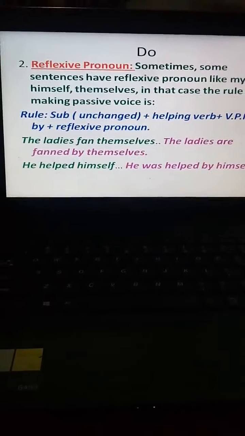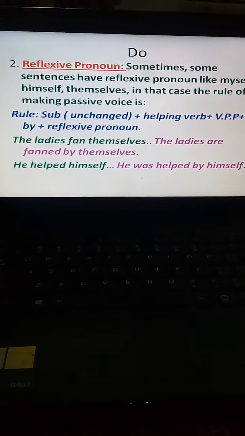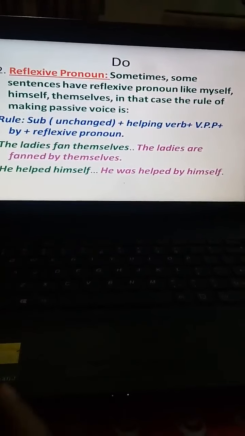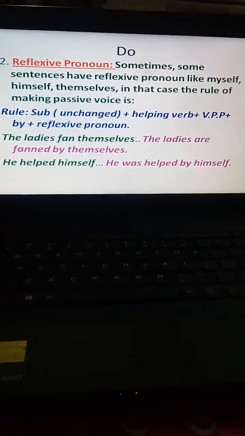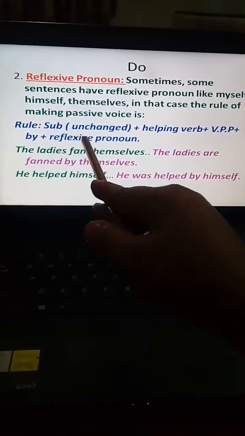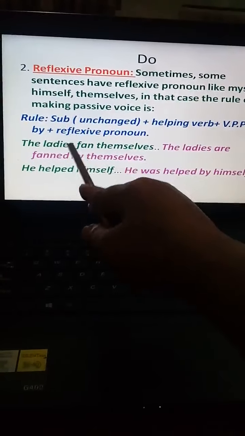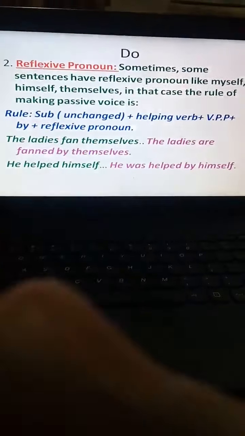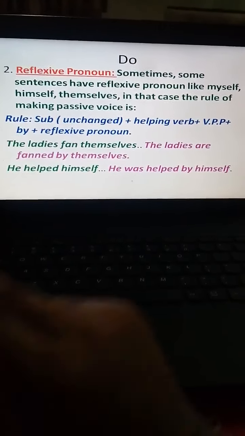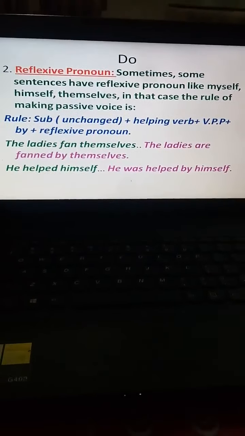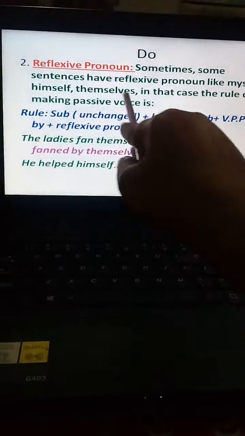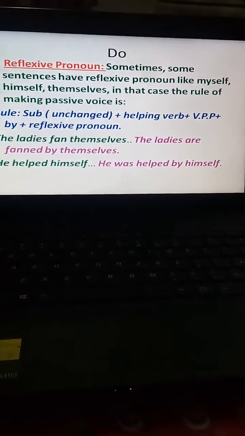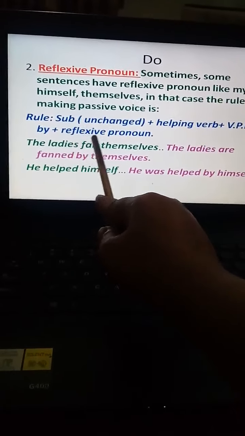Okay. And number 2 is reflexive pronoun. Sometimes some assertive sentences have a reflexive pronoun like myself, himself, themselves. In that case, the rule should be like this. Again, the subject should be unchanged when you find a reflexive pronoun in the assertive sentence. And then a helping verb, the past participle form of the main verb, the preposition by, and the reflexive pronoun should be written at the end of the sentence. So: "The ladies fan themselves."